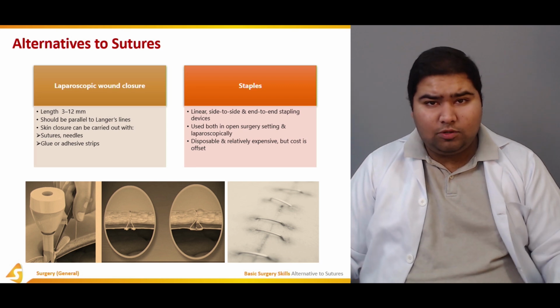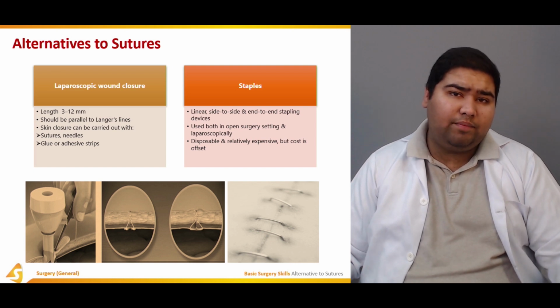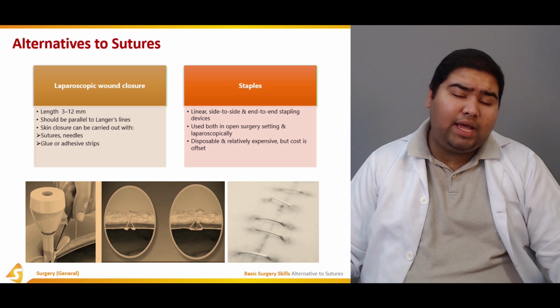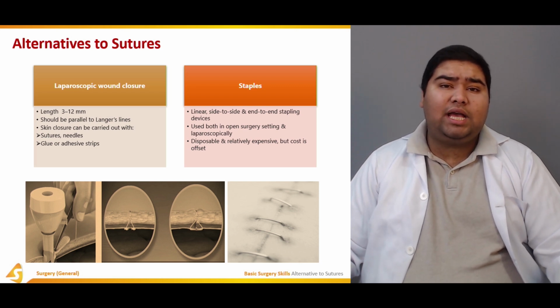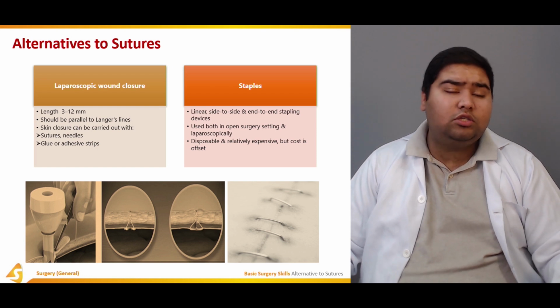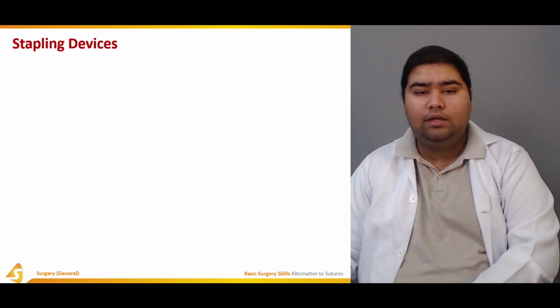Now these are disposable and these are relatively expensive, but the cost is offset because they can easily be applied. They are rapid to apply. They can be applied in areas where you cannot suture properly. So the cost, despite being slightly costly, is offset.